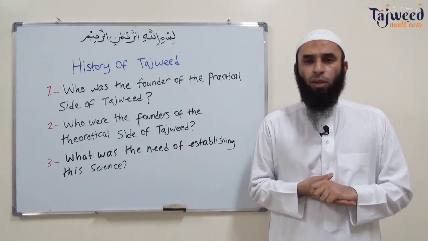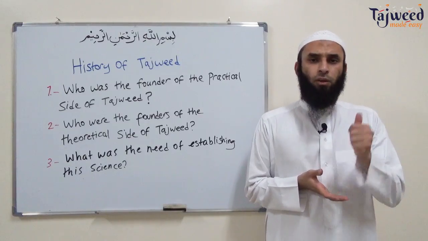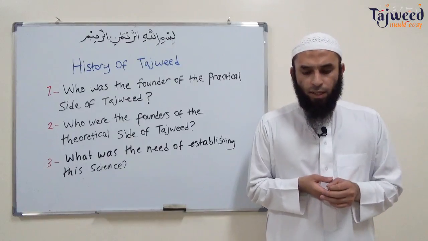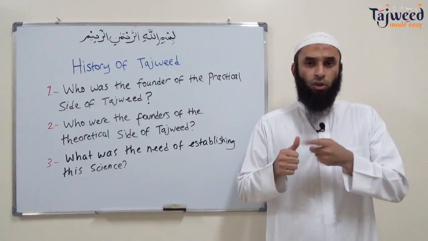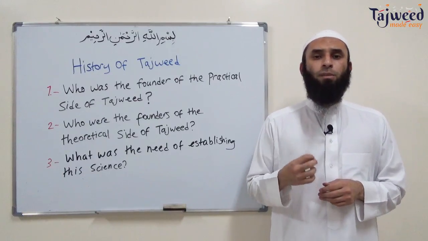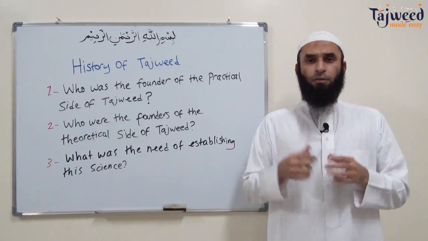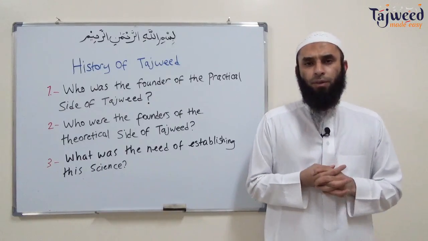In the last lesson, we looked at the definitions of Tajweed. And the applied meaning of the word Tajweed is to recite the Quran by giving all the letters their due right in terms of two things, the makharij and the sifat. The makharij just means the articulation points, where these letters come out from. And the sifat just means the characteristics, how these letters are pronounced.